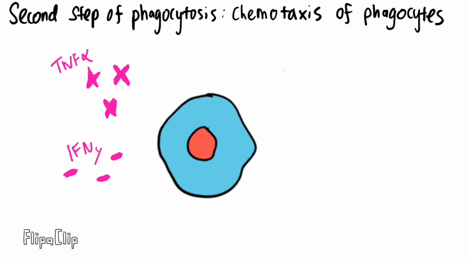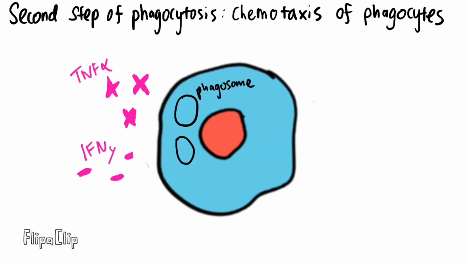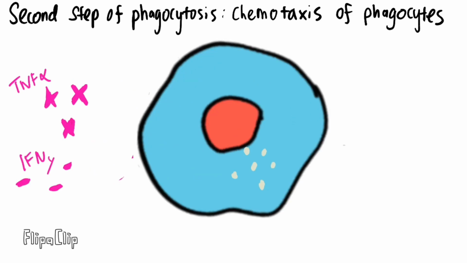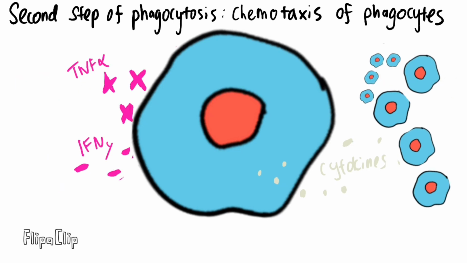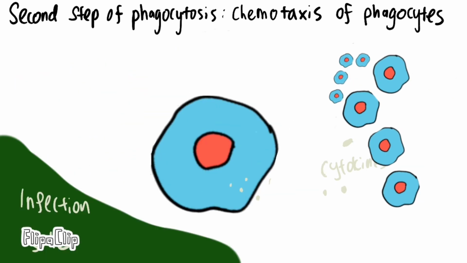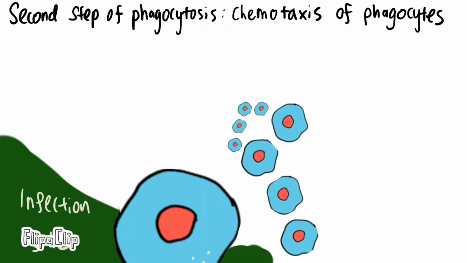TNF-alpha and IFN-gamma drive the formation and maturation of phagosomes. This process triggers phagocytes to produce cytokines, which act as chemoattractants to enhance migration and activation of other immune cells to the site of infection.